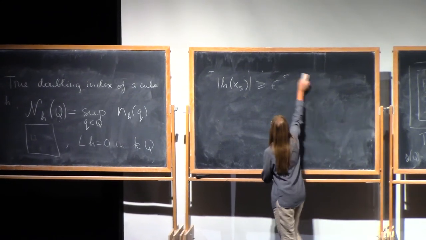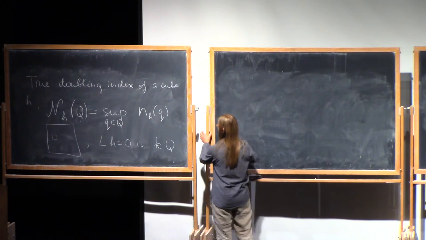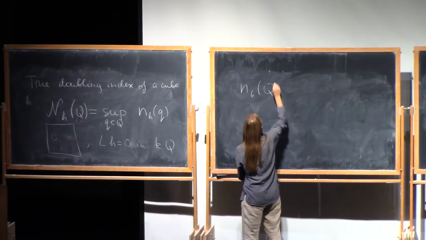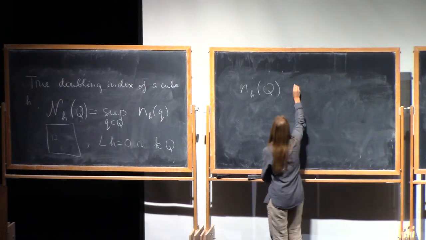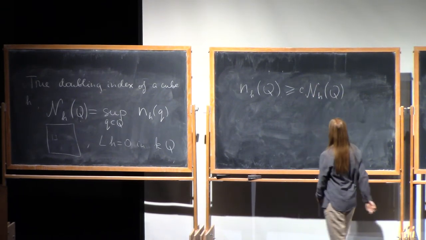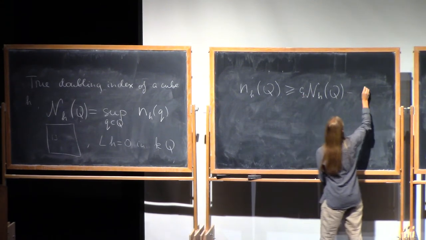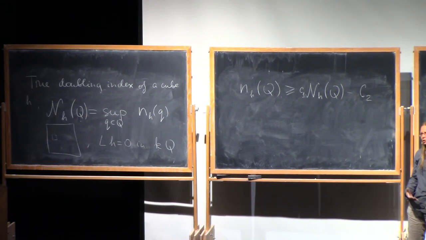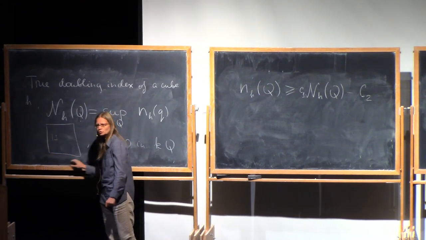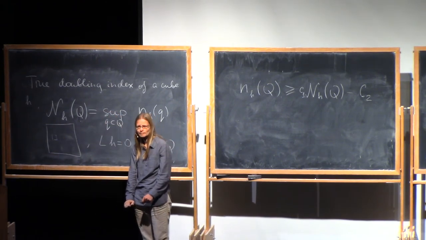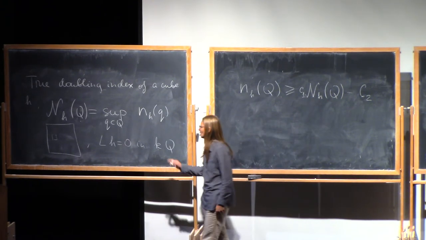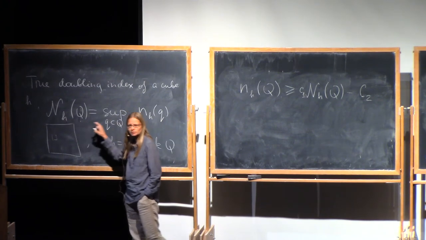Moreover, one can check that for this one, the old doubling index of a cube is larger than a constant times this modified index of the cube minus another constant. So if this supremum is large, if you can find a cube inside with a large doubling index, then the doubling index for your large cube is also large. There is a control of the usual doubling through this supremum doubling. And this function is nice because it is monotone by definition.